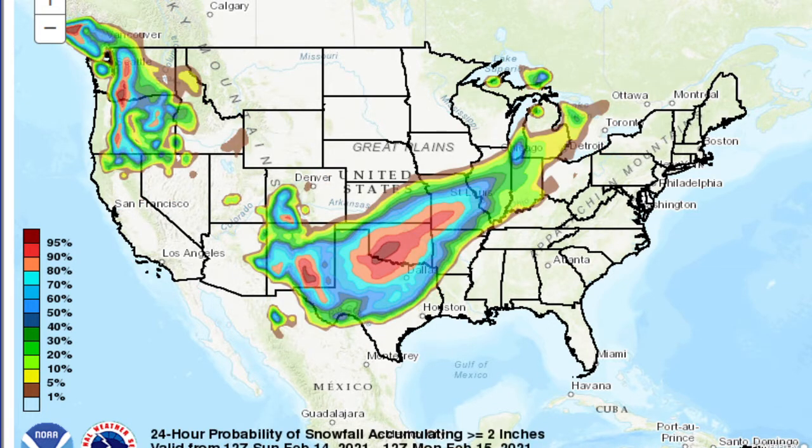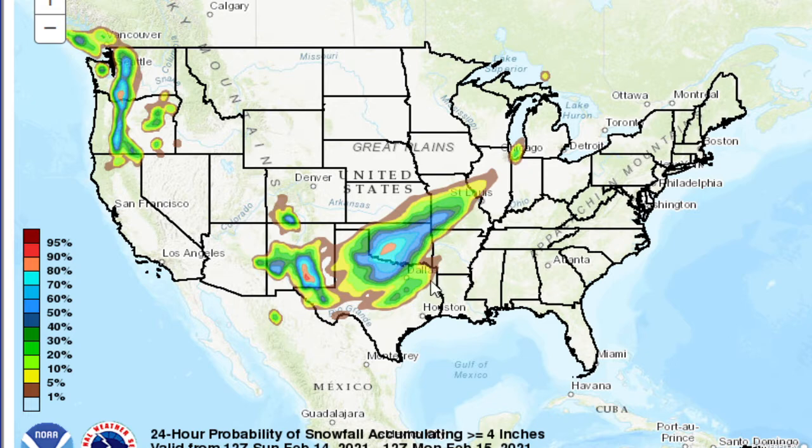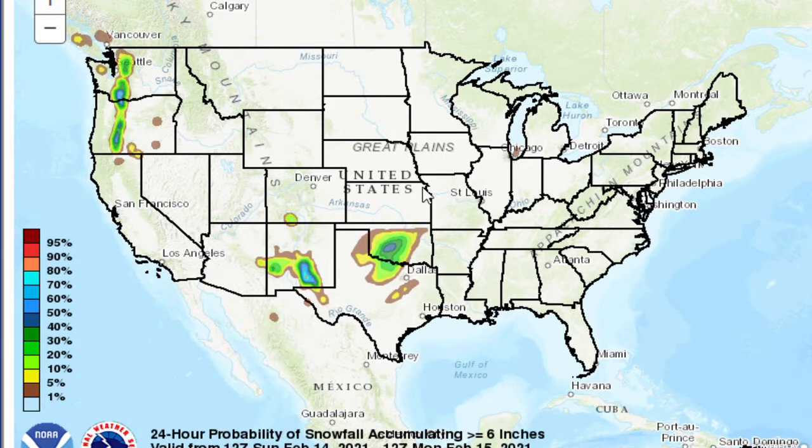We're gonna go 2 inches. Now Ohio drops all the way down to 1 to 5%. Then still in the central United States, we're still at a 90% chance you're gonna have 2 inches of snow. 4 inches of snow gets a little bit smaller, and then you're at 80% in central Oklahoma. Now 10 to 20% still in Oklahoma, that's to have 6 inches of snow.